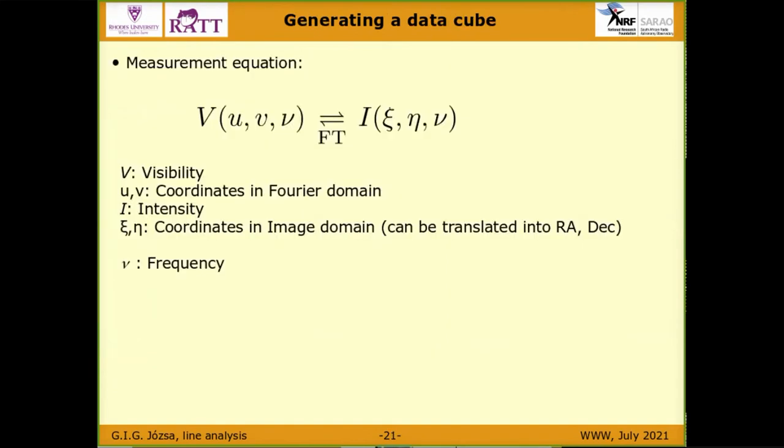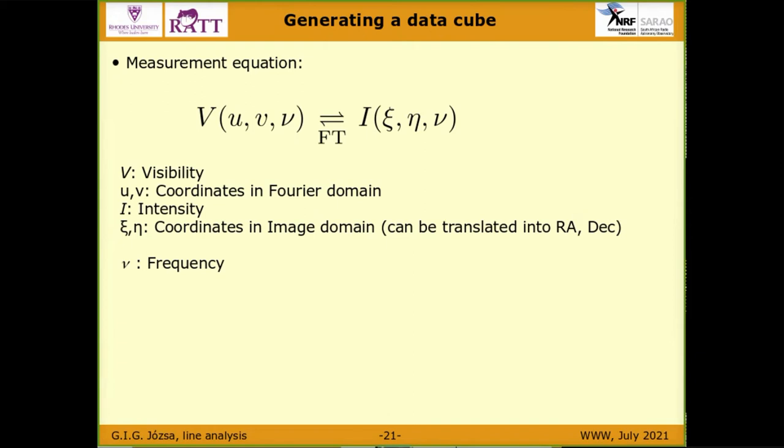But first, what has this to do with us? This is a radio course, so why line observations, and how do we generate a line observation? Or how do we get to these images? The first thing is, you have already gone so far, I guess, that you now know the measurement equation. This is the baby measurement equation. Visibility is a function of UV coordinates, the so-called visibility domain, and frequency, which transforms via a Fourier transform to the intensity on the sky.